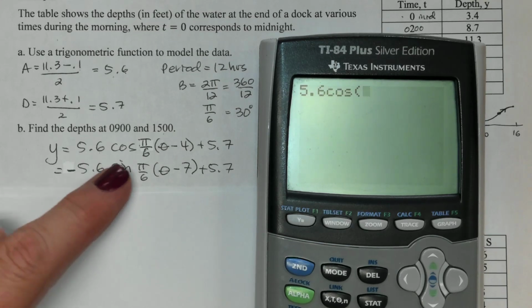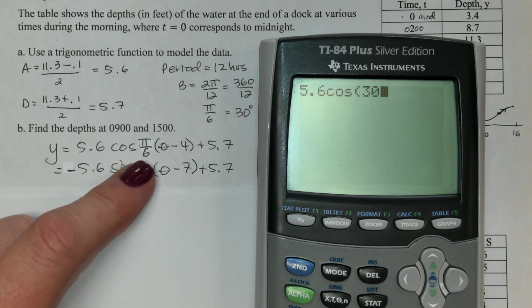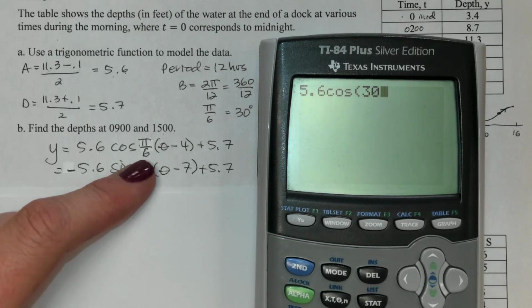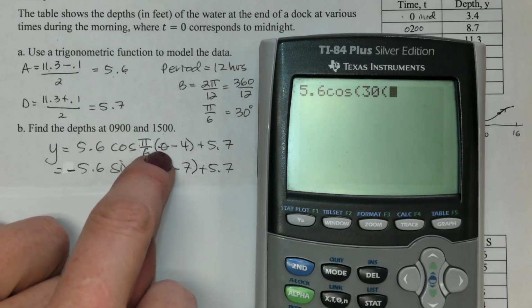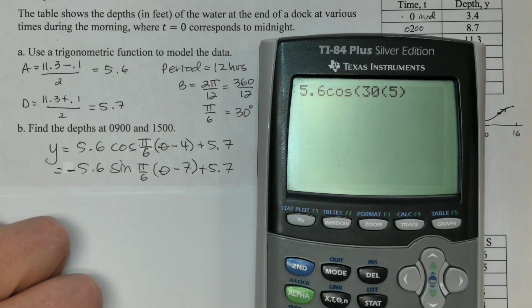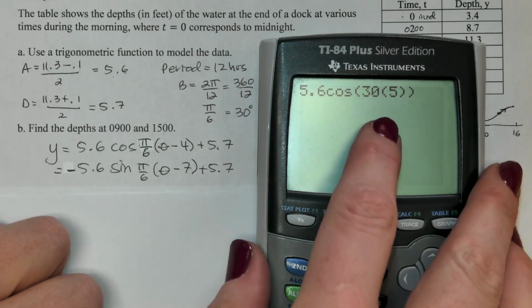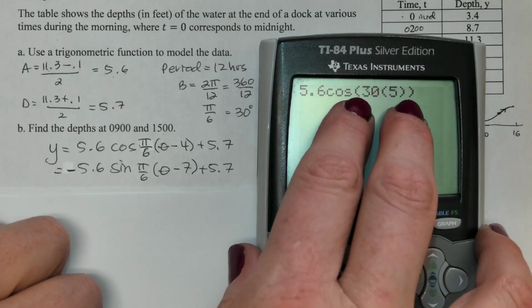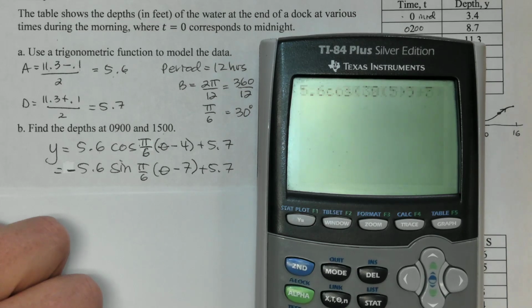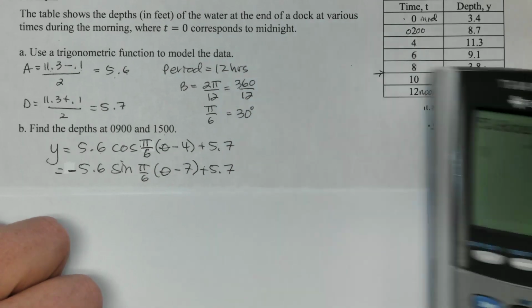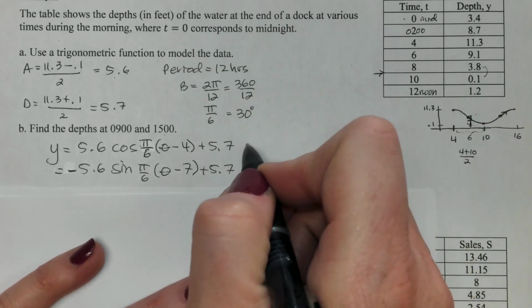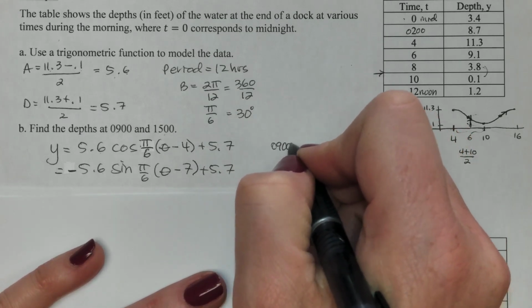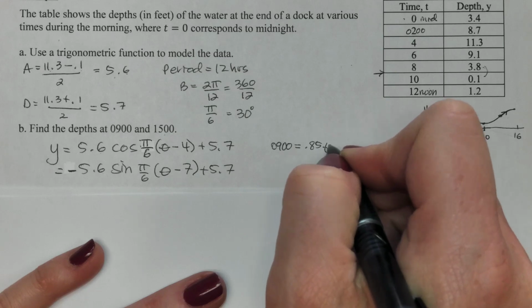I'm going to do 5.6 cosine, and like I said, we're going to change this pi over 6 to 30 degrees. That's on our unit circle. That's one of our special angles we've been using. And then we have where we're going to plug something in. This is like our variable. So we're plugging in a 9 right here. 9 minus 4 is 5, so I'm just going to put a 5 there. Watch that you need 2 parentheses to close it. So you got to close the 5 and then close the 30, so don't miss that second one. And then plus 5.7, and you should end up with about 0.85. And that's a good answer because we needed it to be between 3.8 and 0.1, and 0.85 is right in there. So at 0900, we have a height of 0.85 feet.